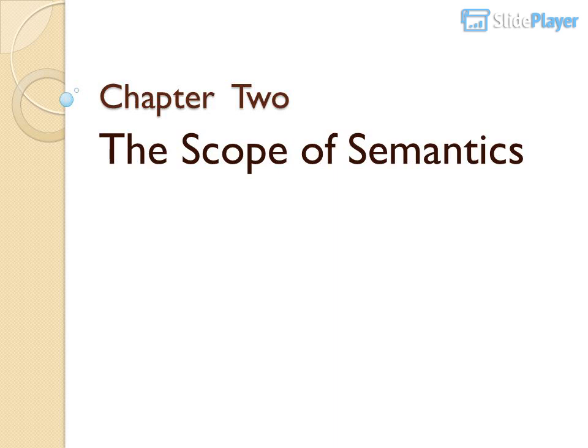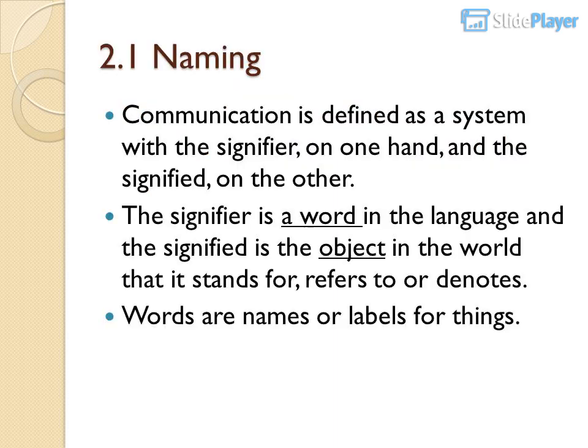Chapter 2. The Scope of Semantics. 2.1 Naming. Communication is defined as a system with the signifier, on one hand, and the signified, on the other.